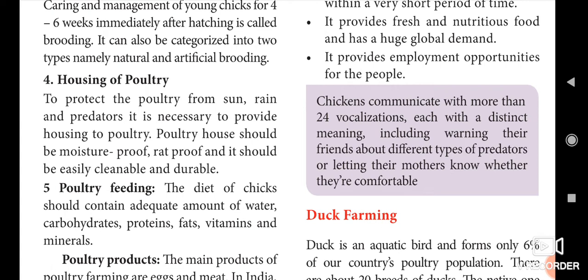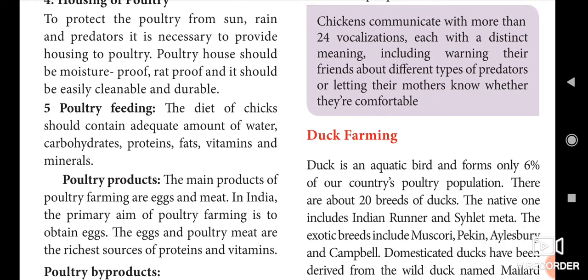Next, poultry feeding. Here the diet of chicks should contain an adequate amount of water, carbohydrates, proteins, fat, vitamins and minerals. So these are the poultry feeding.